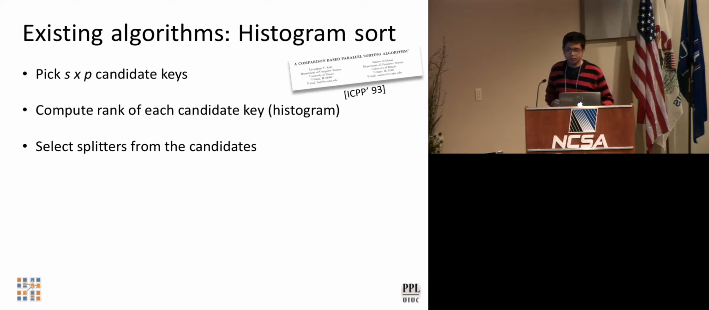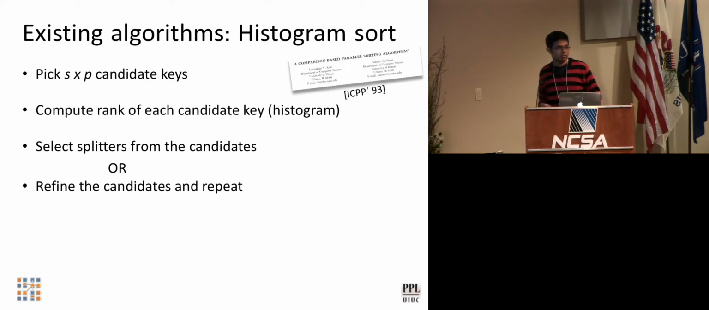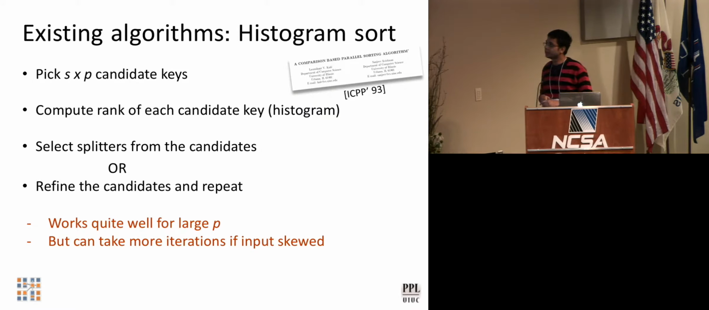Another popular parallel sorting algorithm is histogram sort. The basic idea is that you pick some number of candidate keys and compute the rank of each candidate key, and this is done using a global histogram reduction, and that's where the name comes from. Once you know the rank of each candidate key, you can select splitters from the candidates, or alternatively, if you are not happy with the splitters, you can refine your candidates and then repeat these steps. Histogram sort refines these candidates using an extrapolation technique. So it works quite well for large P. In fact, I think it's used in Changa. But it can take more iterations if the input is skewed.